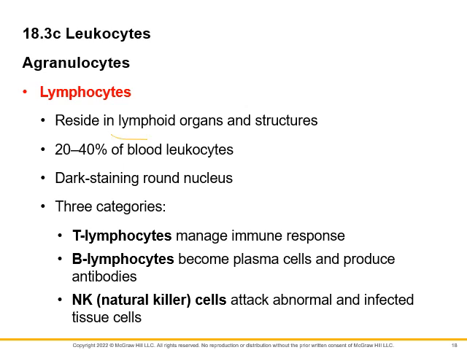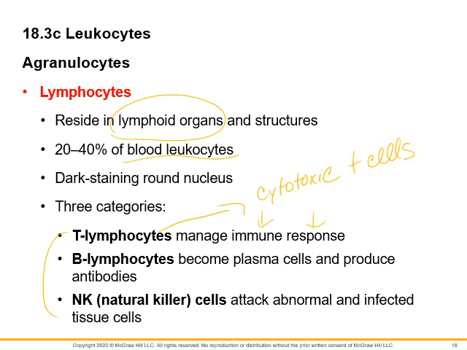Lymphocytes are going to be in the lymphoid organs. We do have lots in the blood. We're going to talk about the different types of lymphocytes when we talk about chapter 22, but for basic, we have T lymphocytes and B lymphocytes. T lymphocytes, it just says manage immune response. We're going to talk about cytotoxic T cells in the next chapter, and we're going to talk about helper T cells. So we'll learn a little bit more about that.